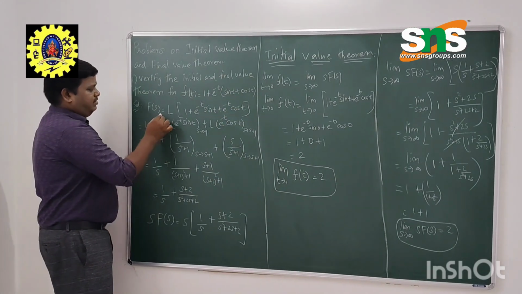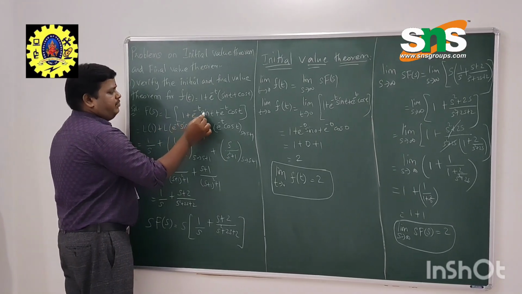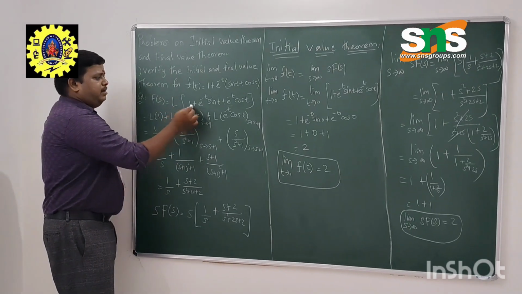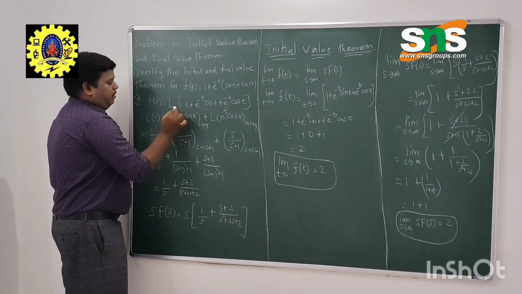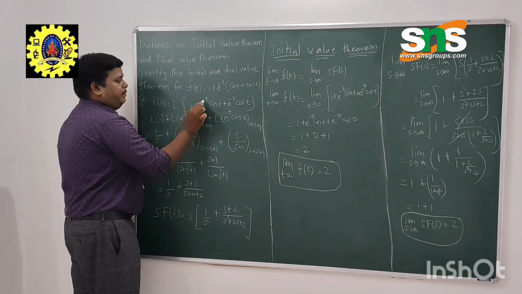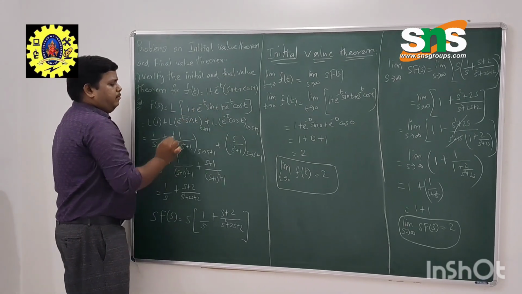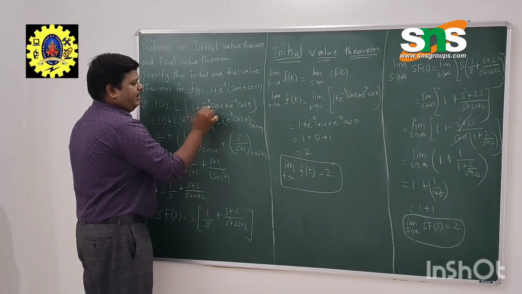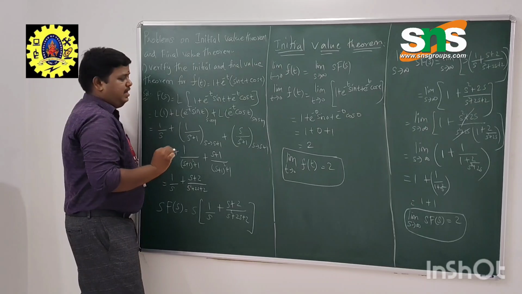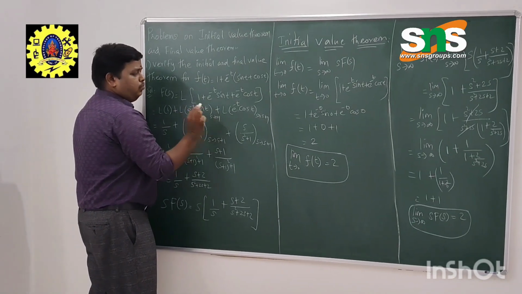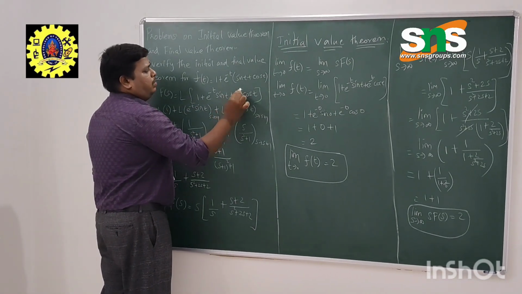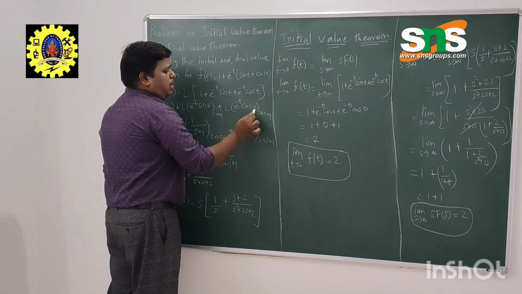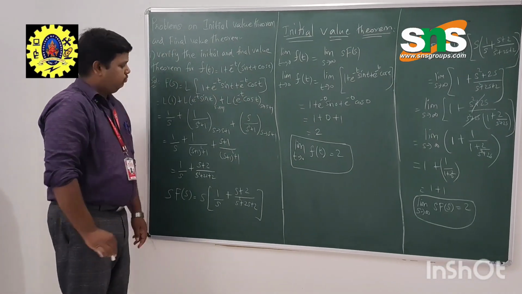So the function F(s) is L of 1 plus e power minus t into sin t plus e power minus t into cos t. We can split the terms: Laplace transform of 1 plus L of e power minus t into sin t. Before this video we have seen the first shifting property. Here e power minus t means we have to replace s by s plus a. Here a is nothing but 1, so s becomes s plus 1. Here also a is 1, so s becomes s plus 1, in the Laplace transform of e power minus t into cos t.